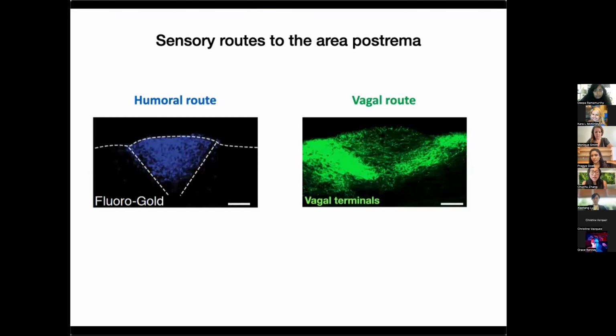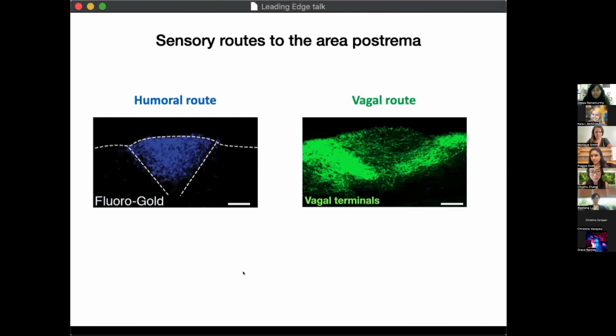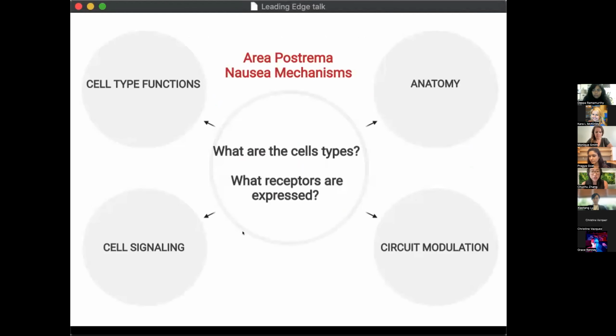So the area postrema is anatomically advantaged to detect signals in the blood, as well as in the GI tract through the vagus nerve. However, how the area postrema contributes to nausea is not understood at a molecular level. I will tackle this question first by understanding the cell types and the receptors expressed in the area postrema. I would then investigate how different cell types contribute to nausea on the basis of the behaviors and cell signaling, as well as anatomy and circuit modulation.